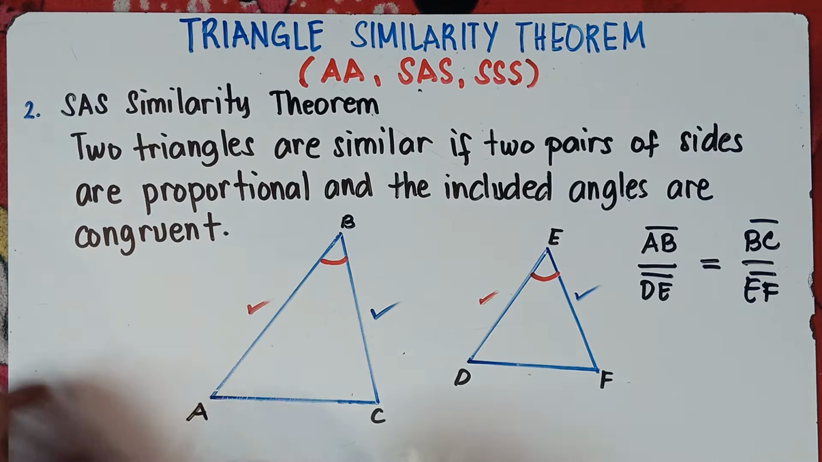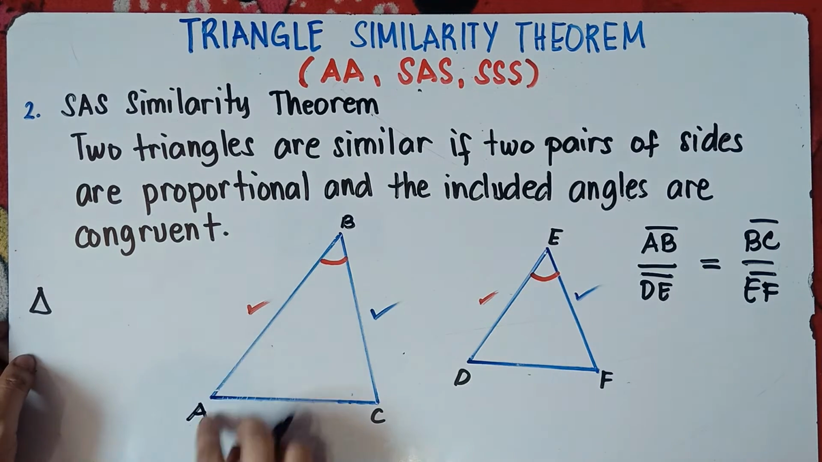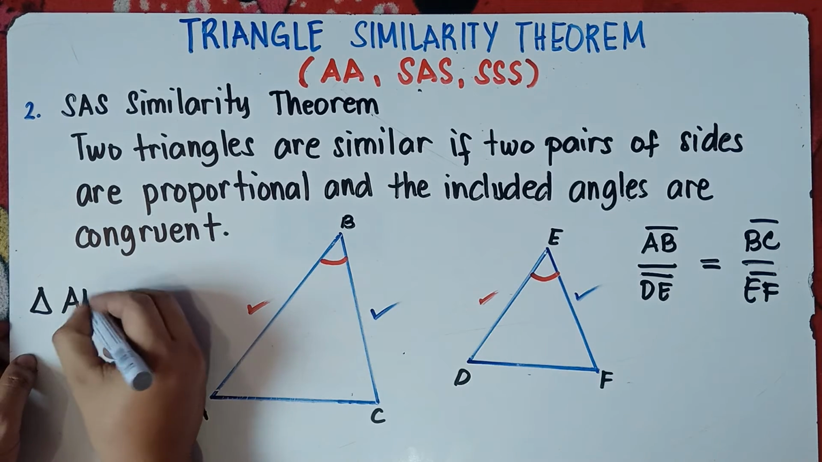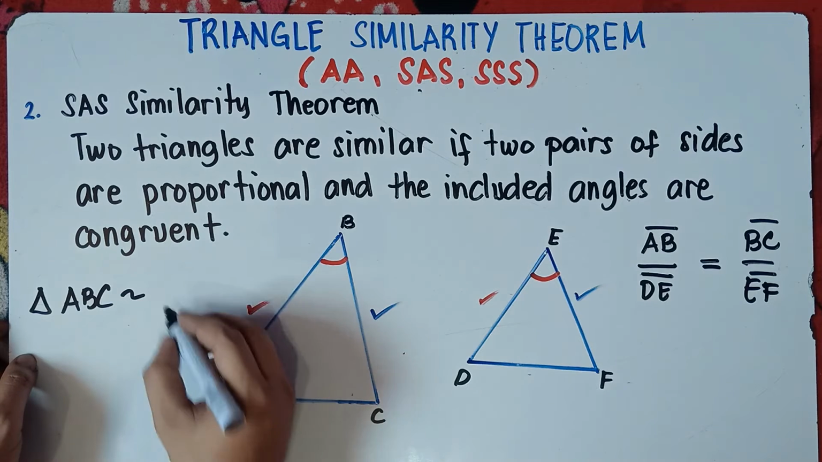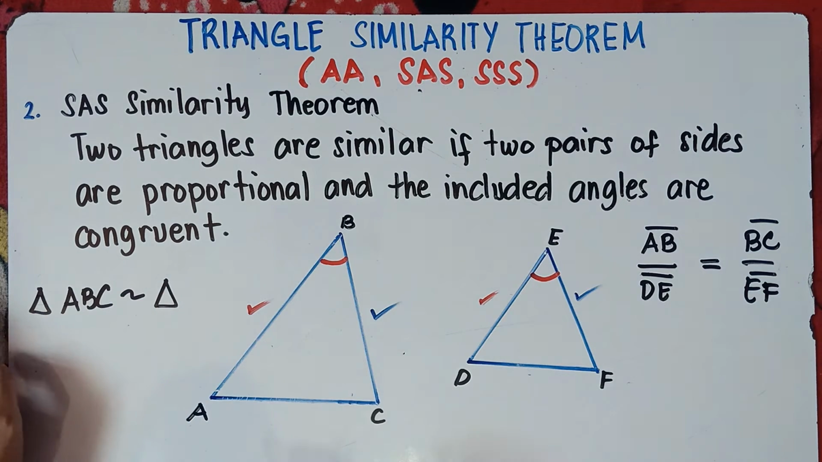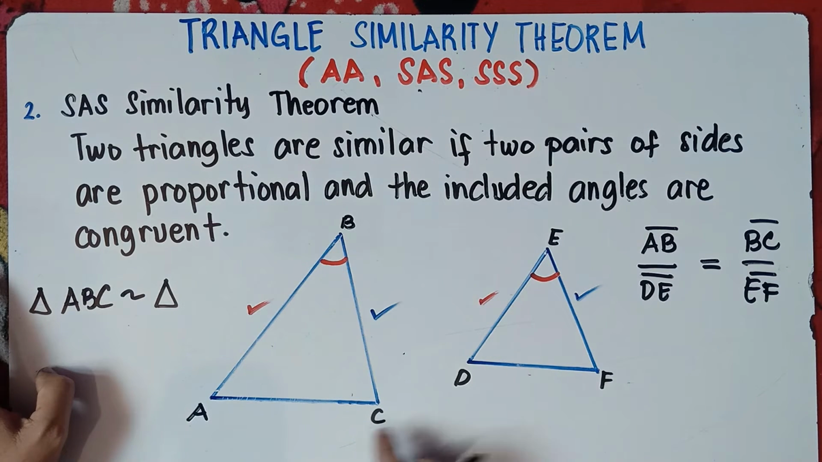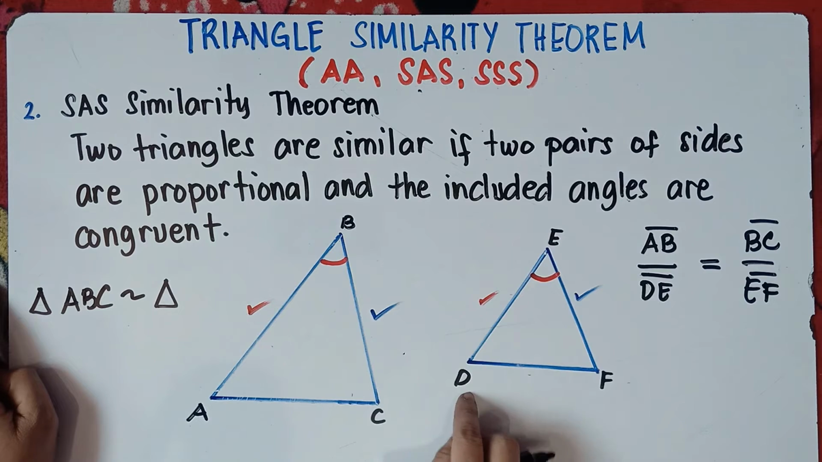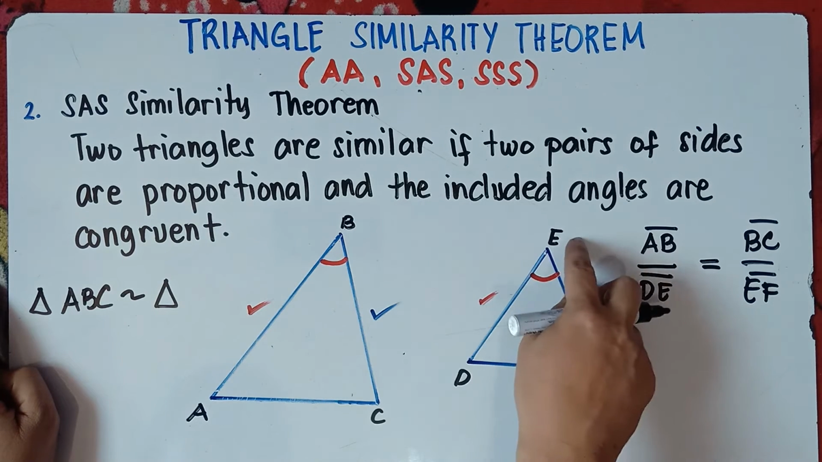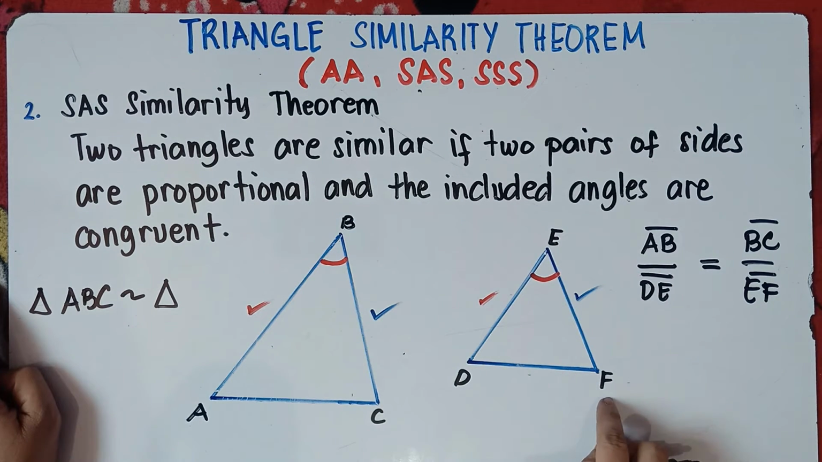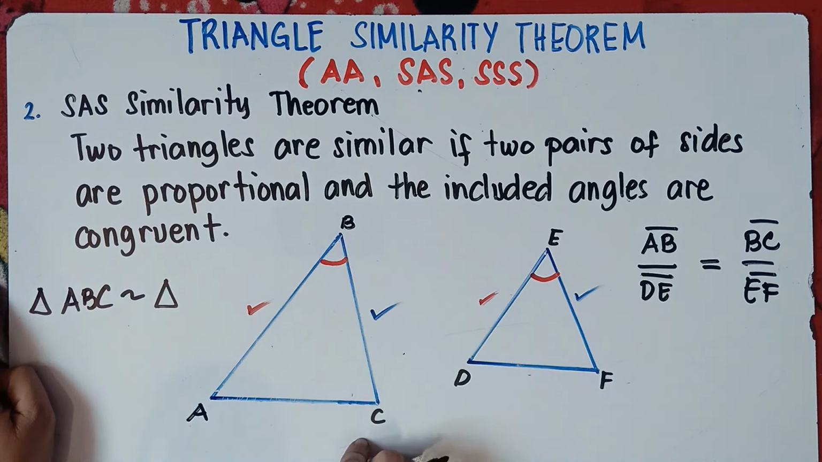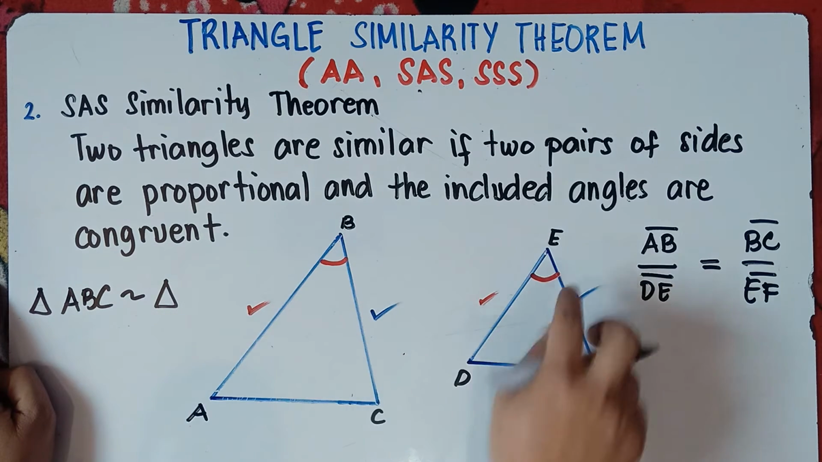So we can say that triangle ABC is similar to triangle. Once again, be careful in reading the triangles. You read it ABC, so you read this one DEF. Angle A corresponds to angle D, angle B corresponds to angle E, angle C corresponds to angle F. So triangle ABC should be similar to triangle DEF.